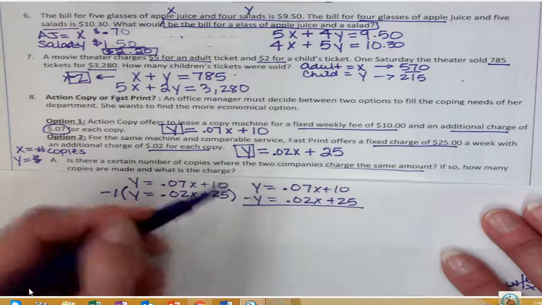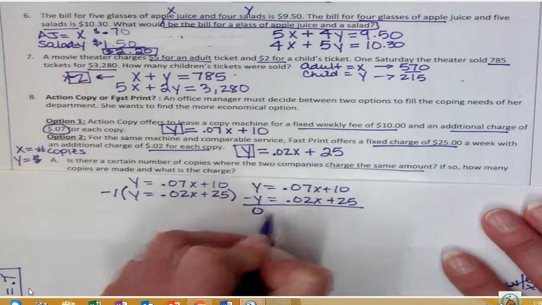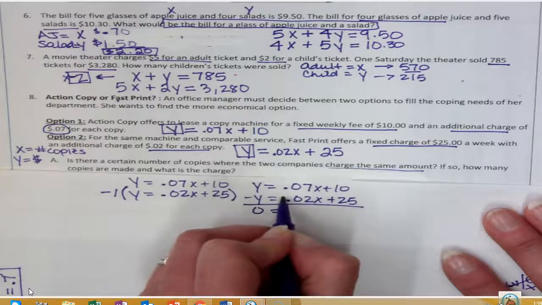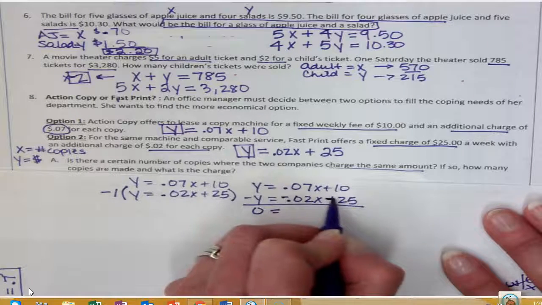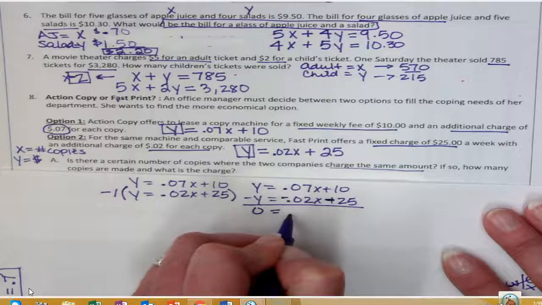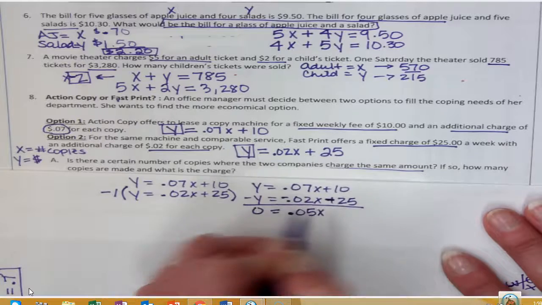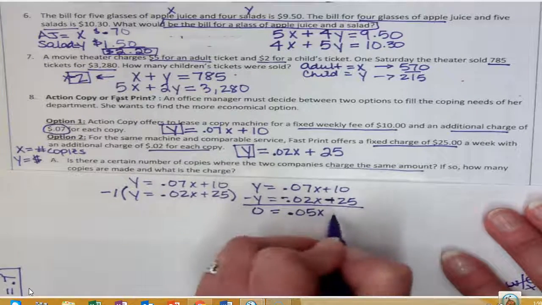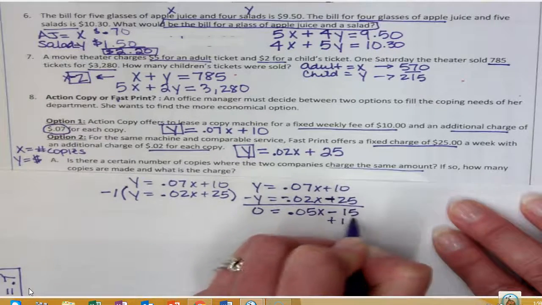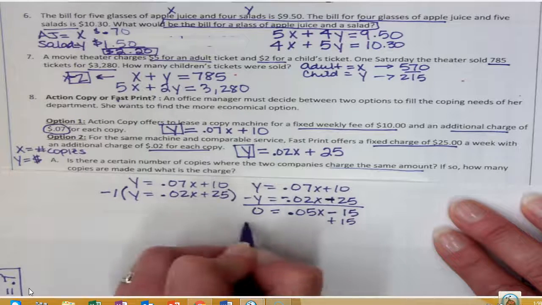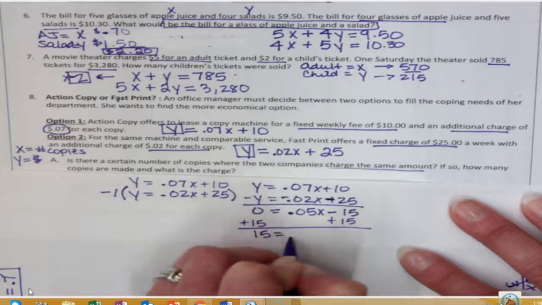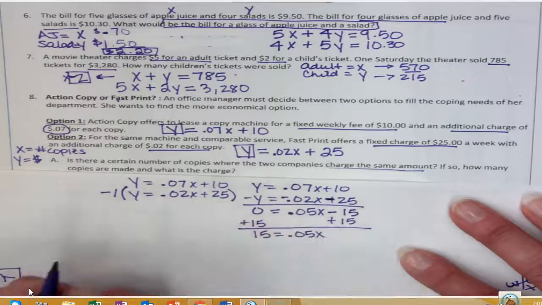When we add these together, we get 0, which is exactly what we want. Then this becomes a negative, this becomes a negative. 0.07 minus 0.02 is 0.05x. 10 minus 25 is negative 15. Then I'm going to add 15 to both sides because I want to get that x by itself. And look, all of a sudden now there's our 15. So we have 15 equals 0.05x.